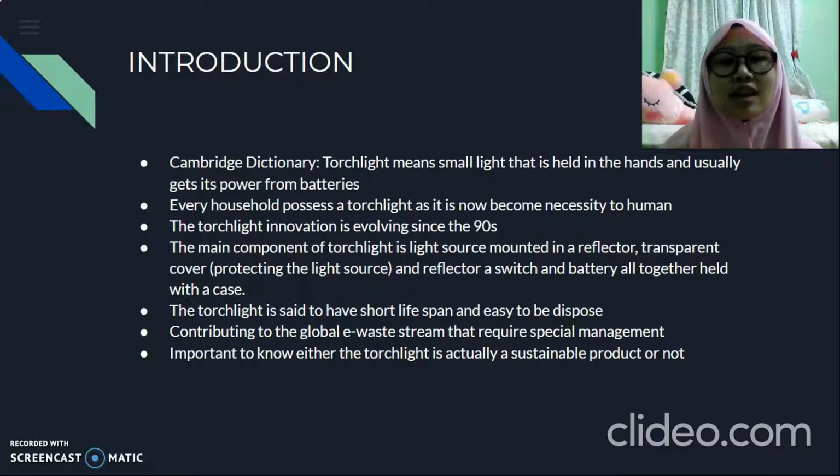The torchlight is said to have a short lifespan and is easy to dispose of. This can contribute to the global e-waste stream that requires special management for its disposal. So it's important to know whether the torchlight is a sustainable product or not. My group will be discussing the product life cycle of the torchlight, the eco-design web of the torchlight, and the eco-indicators from the production phase, use phase, and disposal phase of the torchlight, to know whether the torchlight is a sustainable product or not.